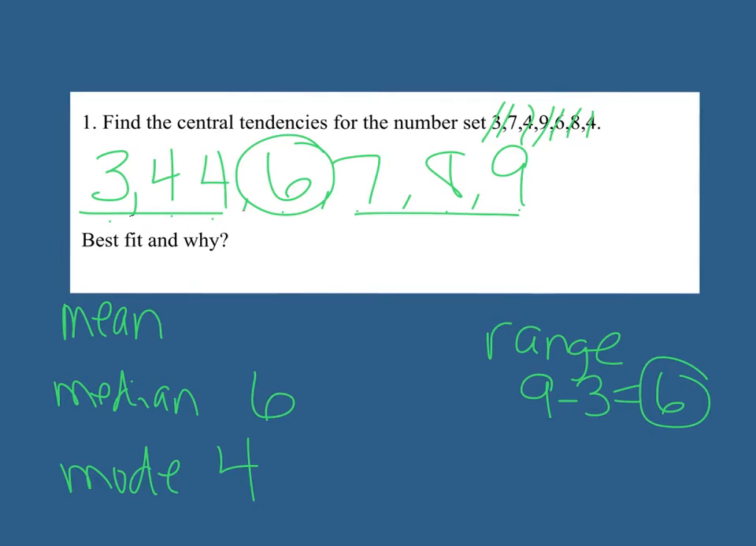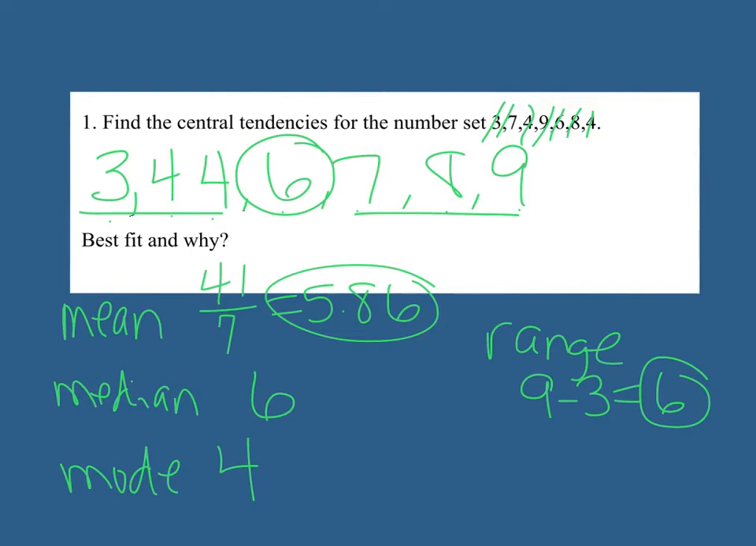And for my mean, I need to add them all up. So I got 3 plus 4 plus 4 plus 6 plus 7 plus 8 plus 9, and I get 41. I know there are 7 numbers, so I'm going to divide that by 7. So I get about 5.86. I'm going to round.